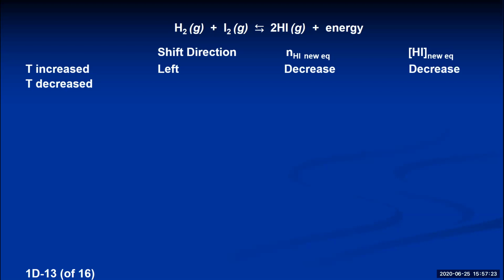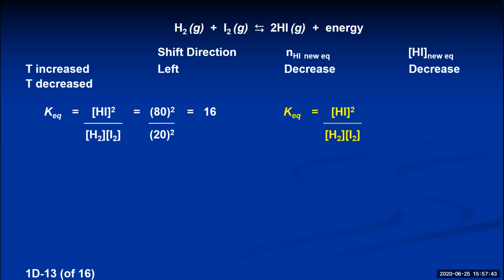So for exothermic reactions, if you increase the temperature, because you're decreasing the products and increasing the reactants, you're making that fraction a smaller number. Here at equilibrium, the value was 80 squared over 20 squared equals 16. This would be the equilibrium constant for this particular reaction. At a temperature where the temperature's been increased, you decrease the amount of HI, so that drops maybe from 80 down to 70. The H2 and I2 increase from 20 up to 25.